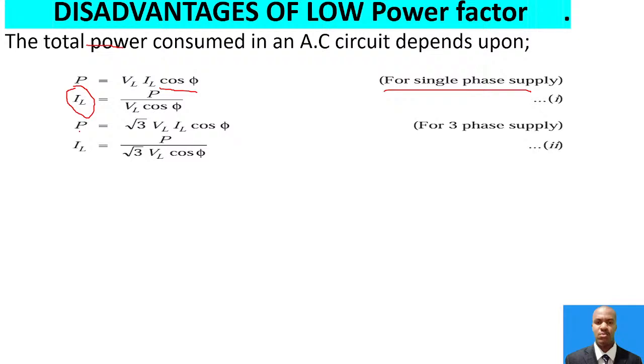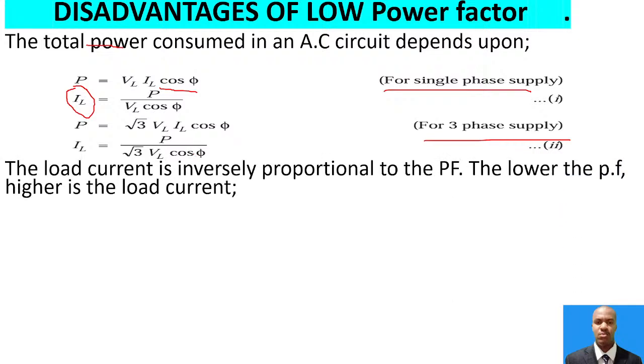And power consumed in an AC circuit also depends on whether the circuit is a three-phase supply, whereby current in a three-phase supply is given by power divided by √3 multiplied by the line voltage cos phi. So with those two in mind, a low power factor leads to the following.